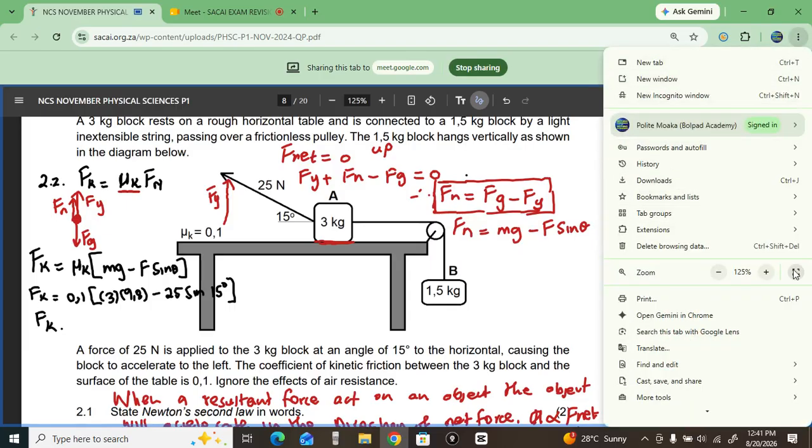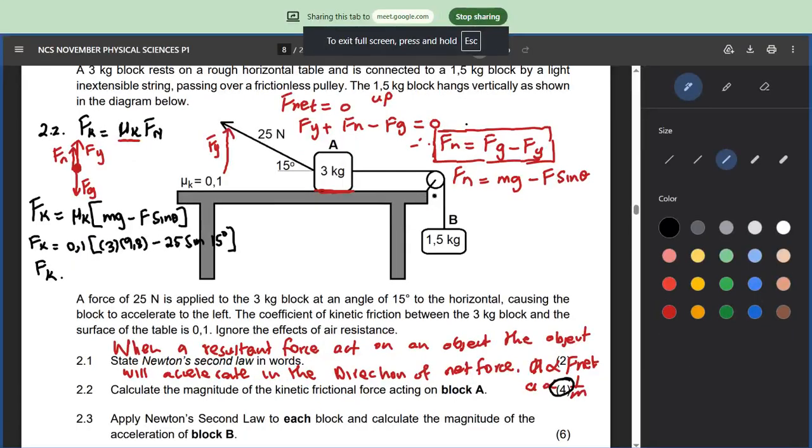I'm not sure if this is what you got on your side. Yes, sir. Okay, perfect. So this will be Fk, it's equals to, we got 2.29 newtons.